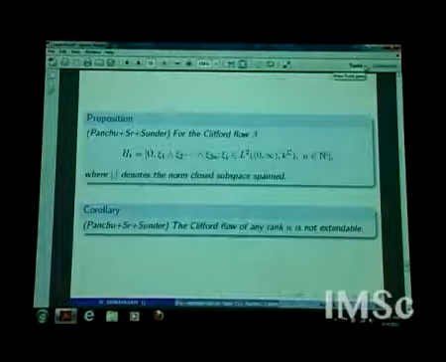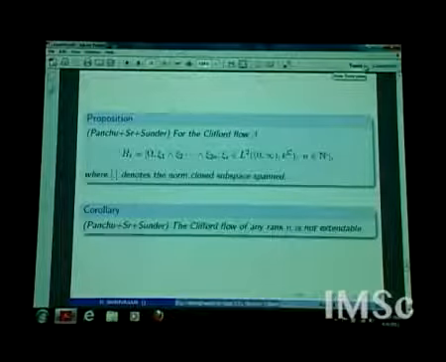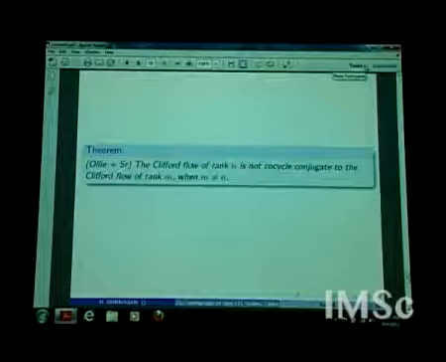That will imply that the CAR flow of rank n is cocycle conjugate to the CAR flow of rank m, which is not true. So this is not true. So that is the proof. So all these Clifford flows are not cocycle conjugate to each other. So this is the proof.